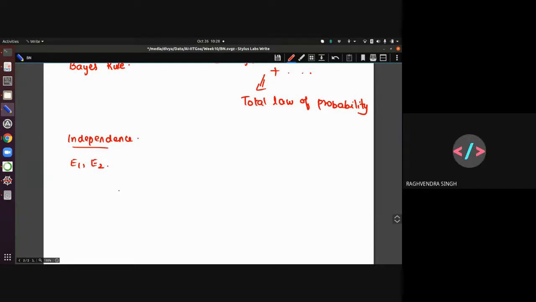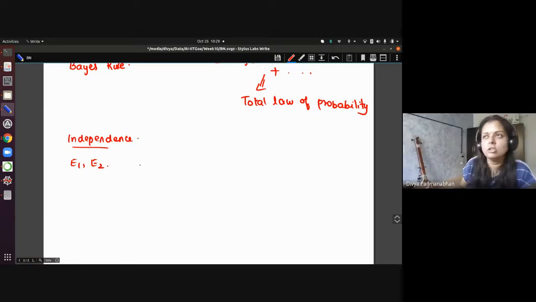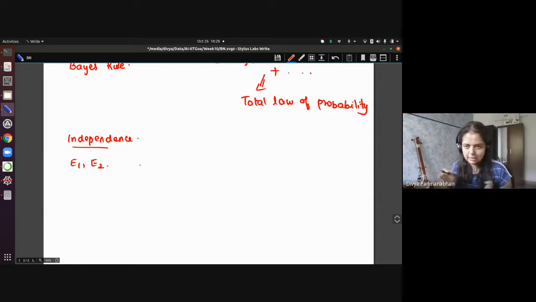There is no effect, let's say if we have probability of event one given event two happens, and it equals the probability of event one. It means there is no impact of E2 on E1, like whether E2 happens or not, E1 is independent of E2. Yeah, exactly. So each doesn't impact the other, right?